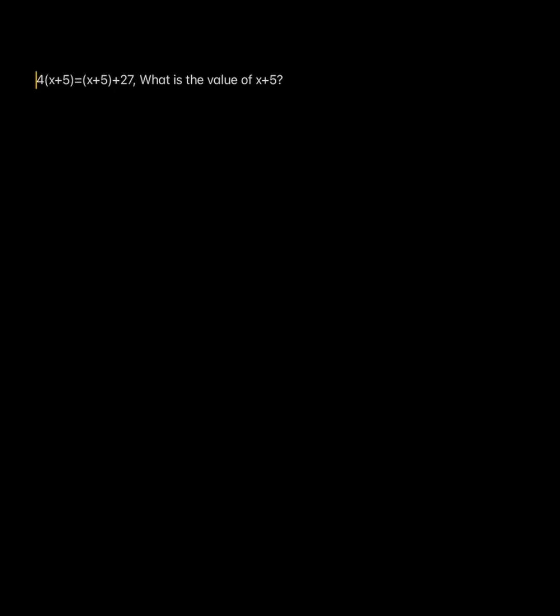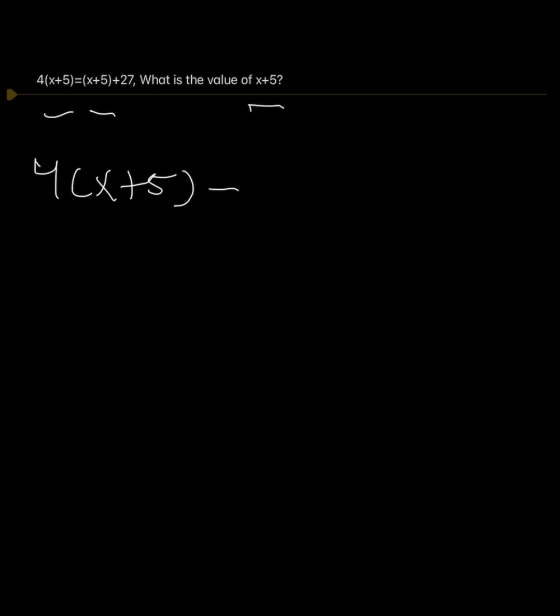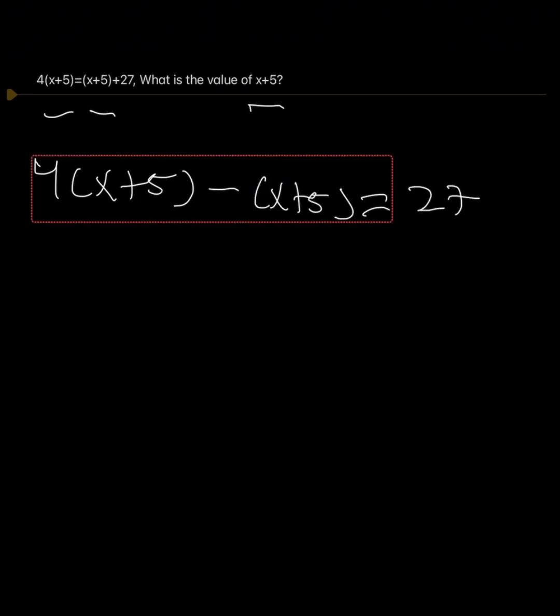Okay, let's do another single variable linear equation. In this one, we want to know what is the value of x plus 5, and we can see that we have the same binomial expression x plus 5 on both sides of the equation. So instead of distributing or any other technique, we can solve this very quickly and accurately by subtracting x plus 5 from both sides of the equation. So that'll end up looking like this. We'll have 4 times x plus 5 minus x plus 5 is equal to 27.